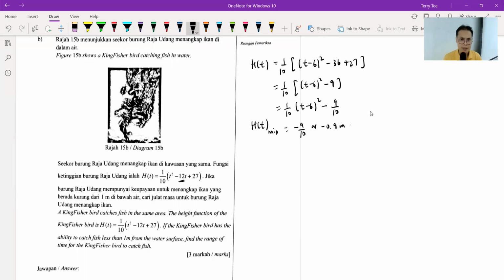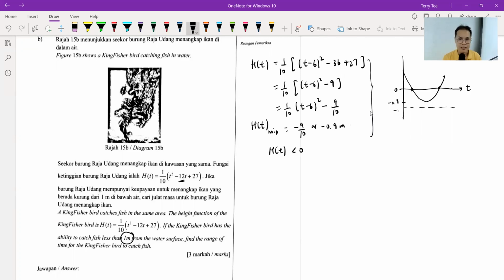So actually that makes this 1 meter here, there is no point telling you it's less than 1 meter, right? Because the minimum height that it can go is -0.9. Maybe if I draw like this, this is 0, this is -0.9. 1 meter is here, right? So it cannot actually go below 1 meter or even touch 1 meter. It can go down to 0.9. So the main thing is, in order for the kingfisher bird to catch a fish, it must dip below the surface of the water. So we say your h(t) must be less than 0.